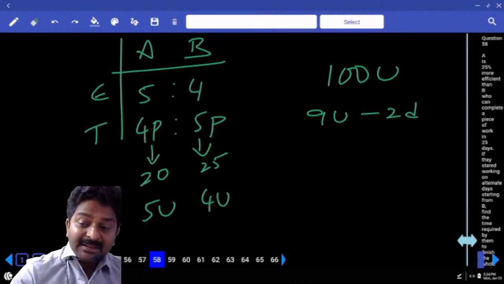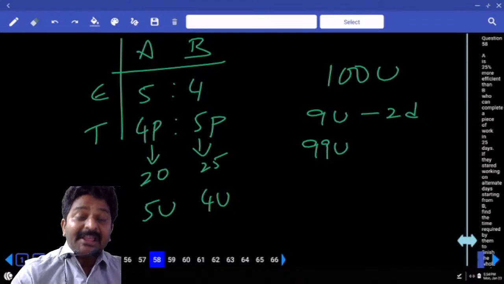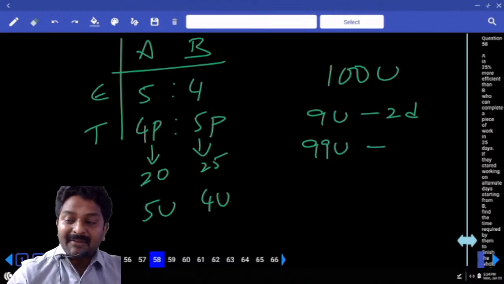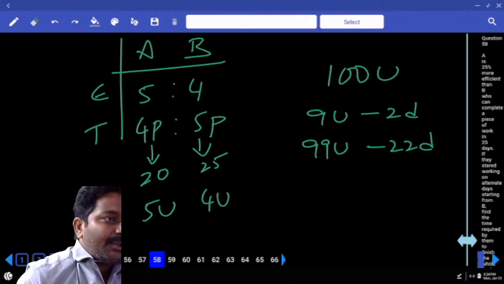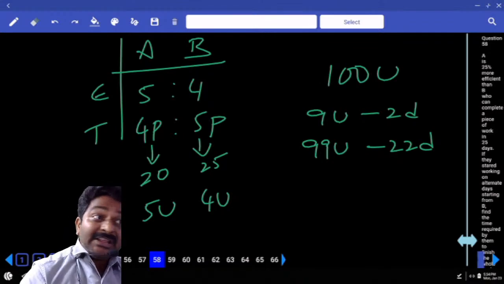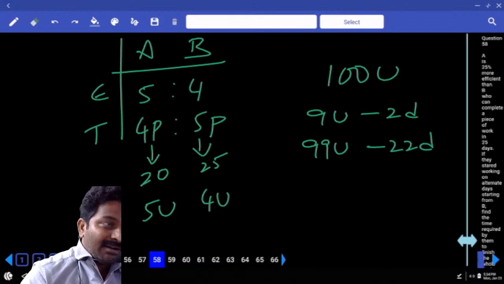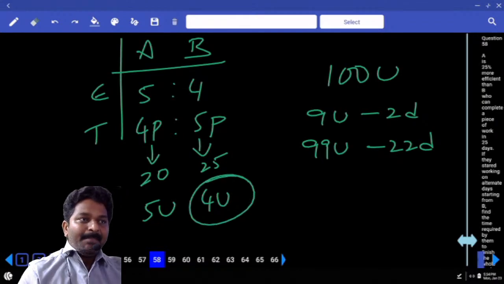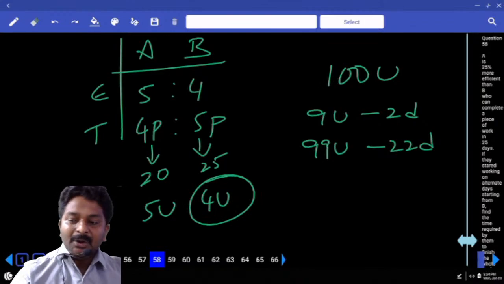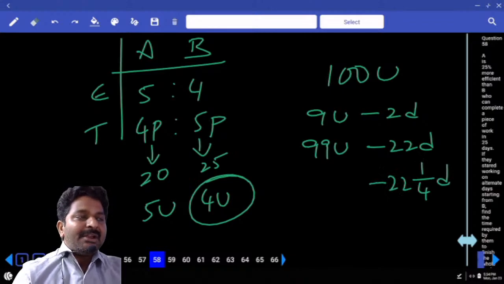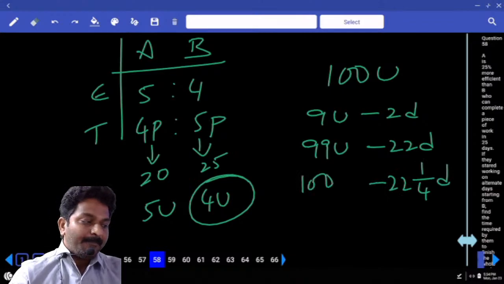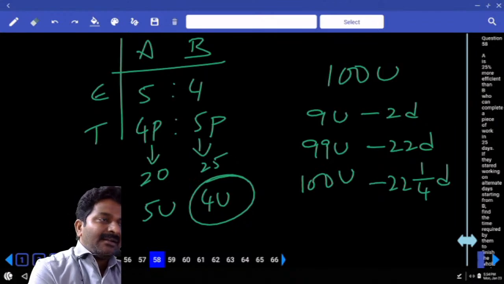What is that? 99 units. How many times? 11 times. So 2 into 11, that is 22 days. So in 22 days they can complete 99 units. How many more units are left? One more unit is left. And who should work? B, because on the 23rd day, every odd day B will work. B can complete 4 units per day, but he is left with only 1 unit. To complete that he needs only 1 by 4 days. So in 22 1 by 4 days, total 100 units of work will be done.